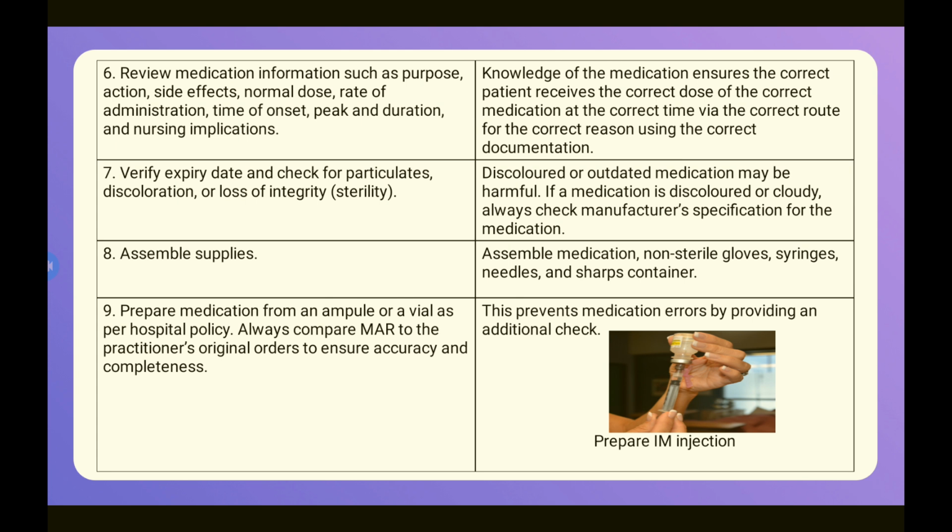Number 8, assemble the supplies. Assembling the medication supplies like the non-sterile gloves, the syringe, needle, and sharps container is very important to ease the process of the procedure. Number 9, prepare the medication from an ampoule or a vial as per hospital policy. Always compare the medication administering record to the practitioner's original orders to ensure accuracy and completeness. This prevents medication errors by providing an additional check. As you see in the image, we prepare the intramuscular injection from the vial.